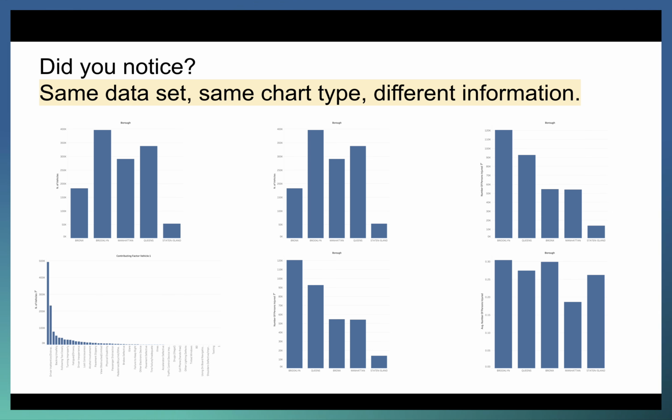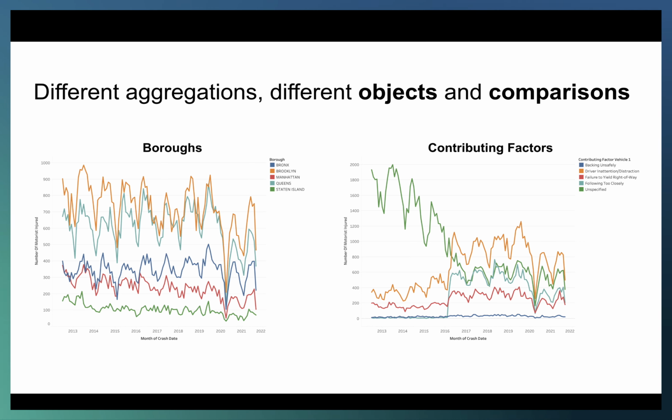So here is just another example of the same idea. Here I again aggregated the data by borough or by contributing factor, but also by the date of the collision. And the consequence is that I have two line charts. So again, same original data, same type of chart, but completely different comparisons and completely different trends. In the chart on the left, I compare trends over time by borough. In the chart on the right, I compare trends over time by contributing factors.